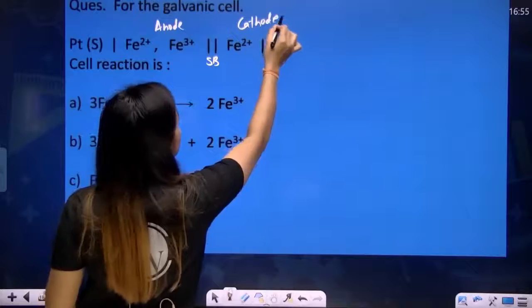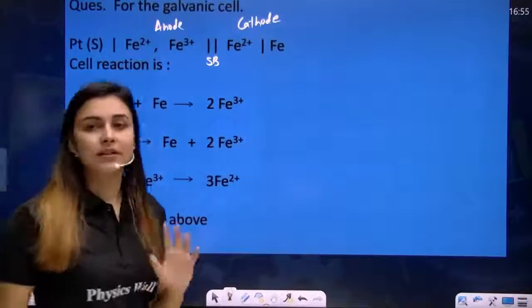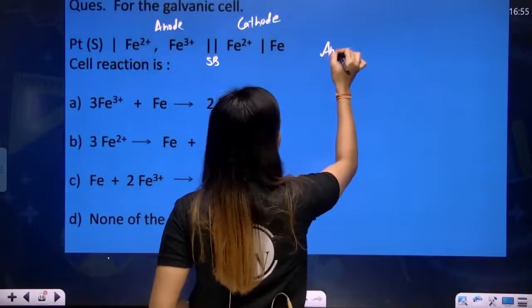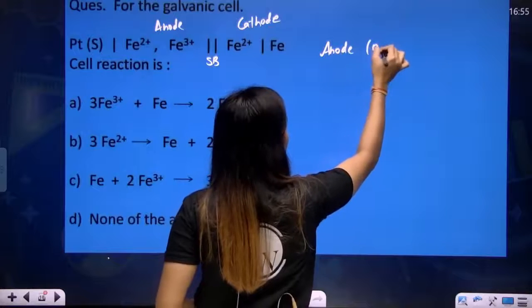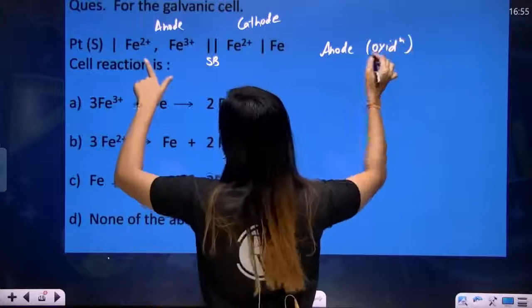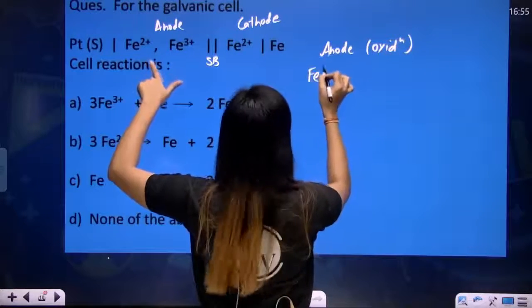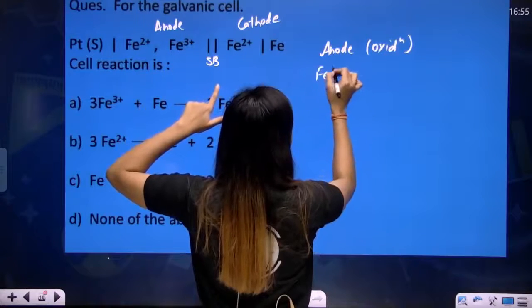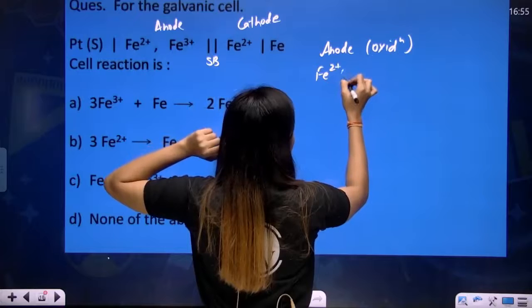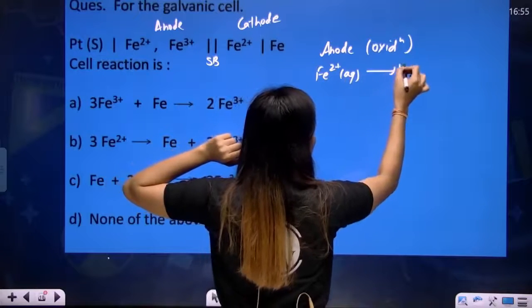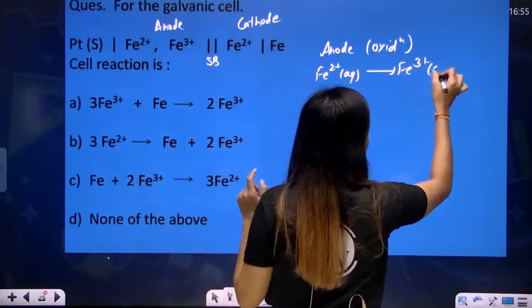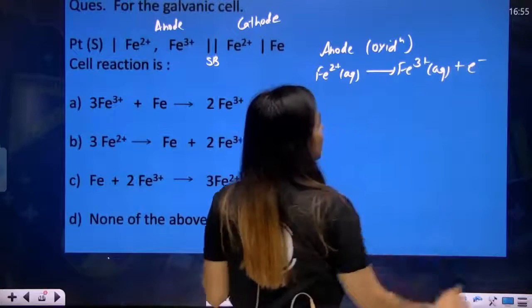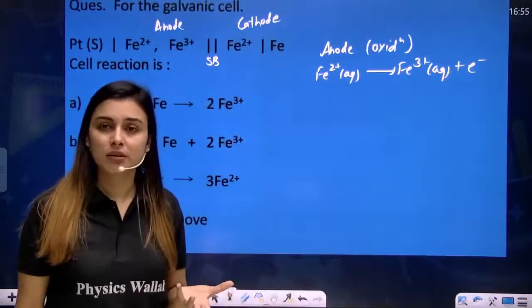Right? Yes. On anode, what happens? Oxidation. So I'll write anode oxidation. And since oxidation is taking place, I have two ions. Fe2 plus aqueous might have lost one electron and given you Fe3 plus aqueous. This is the oxidation reaction, right?